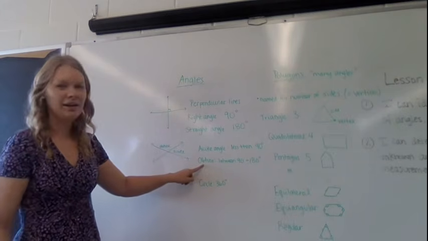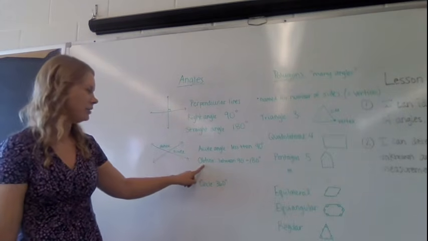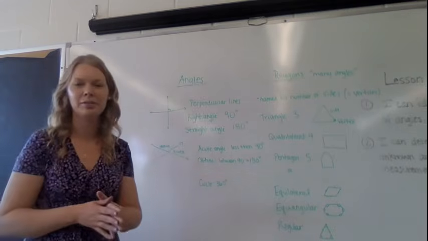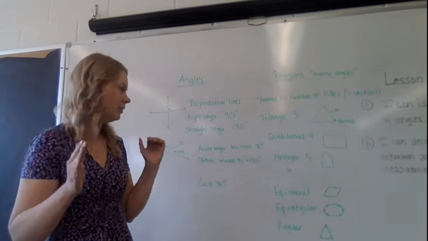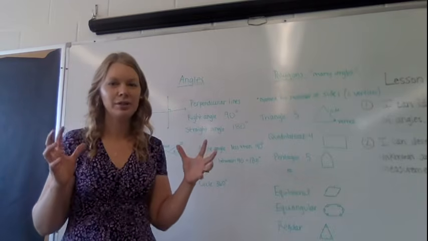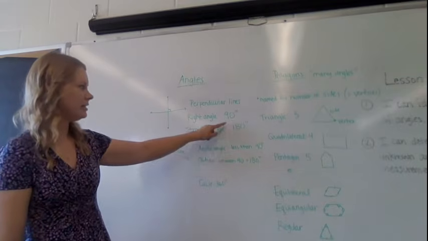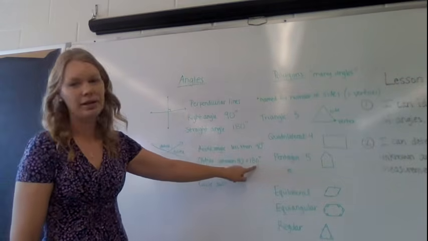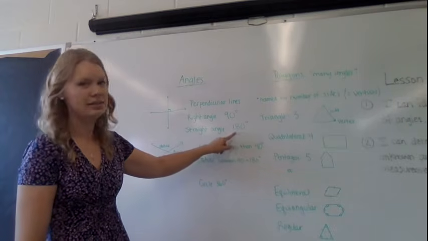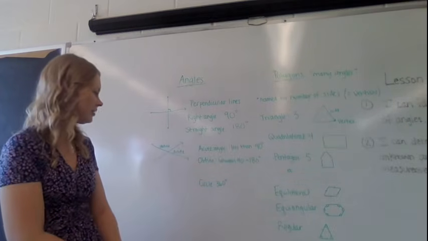And then on the flip side, obtuse angles are going to be your larger angles. They're going to be between 90 and 180 degrees. And that between is important because if it is right on the dot 90 degrees, that's a right angle. And if it's right on the dot 180 degrees, then it is a straight angle.